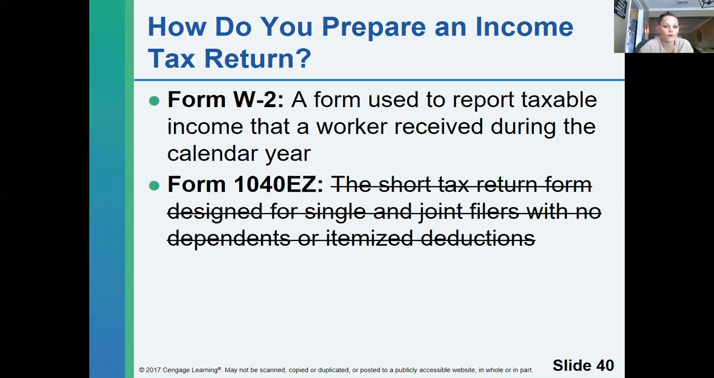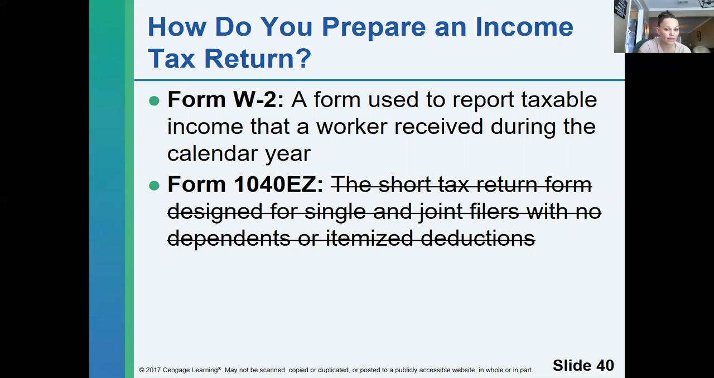So Form 1040-EZ, I crossed it off on here, but I left it on here because I don't see any people on your computer. They're there, buddy. They're watching and listening.